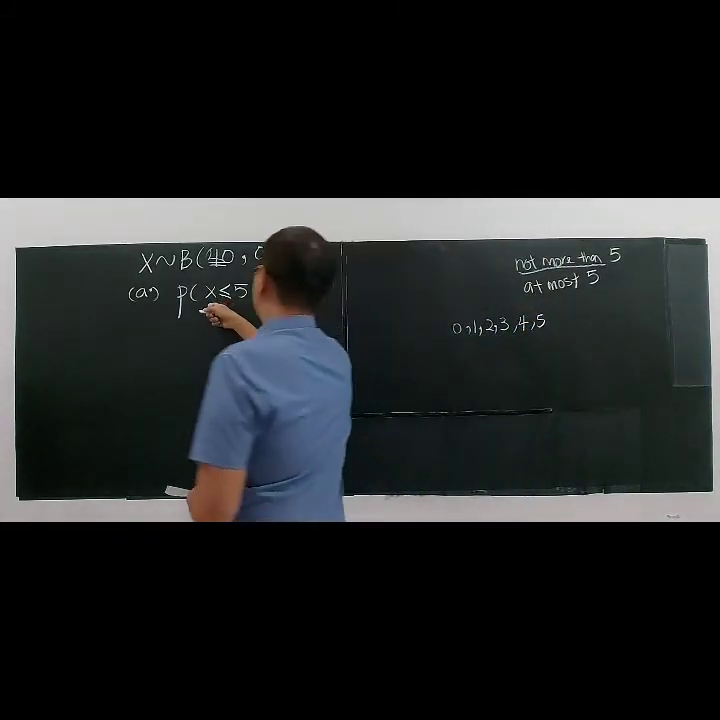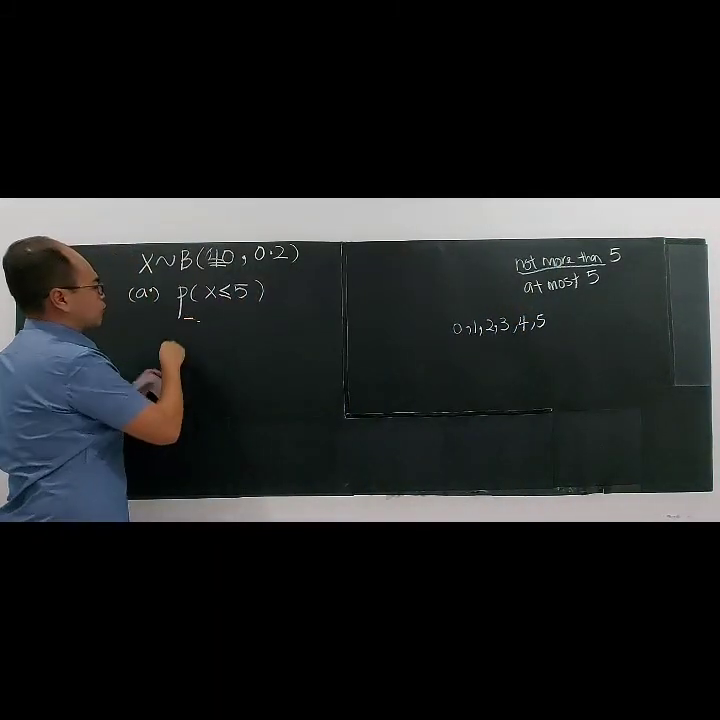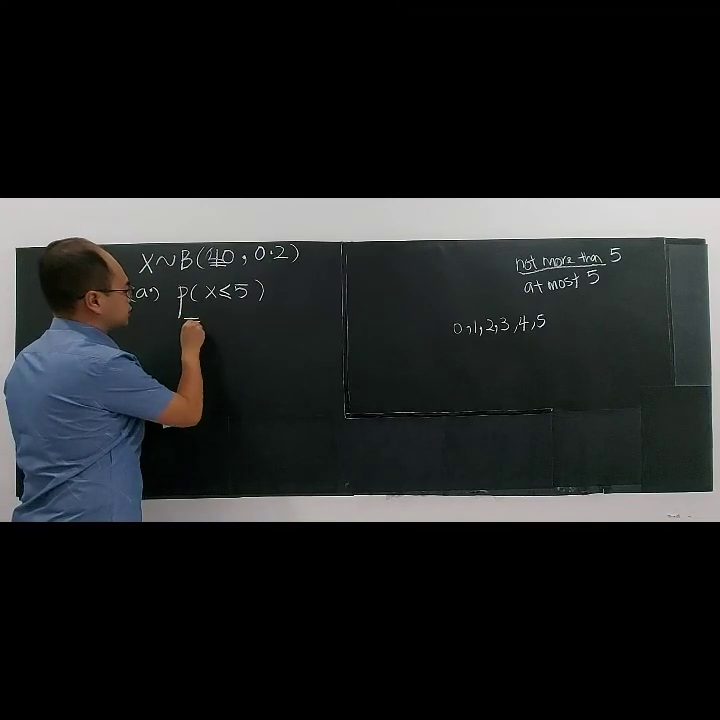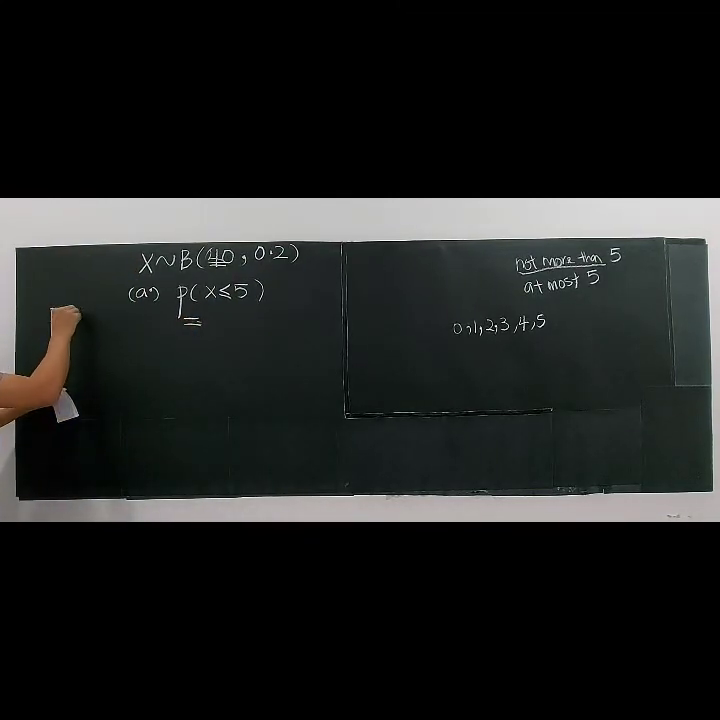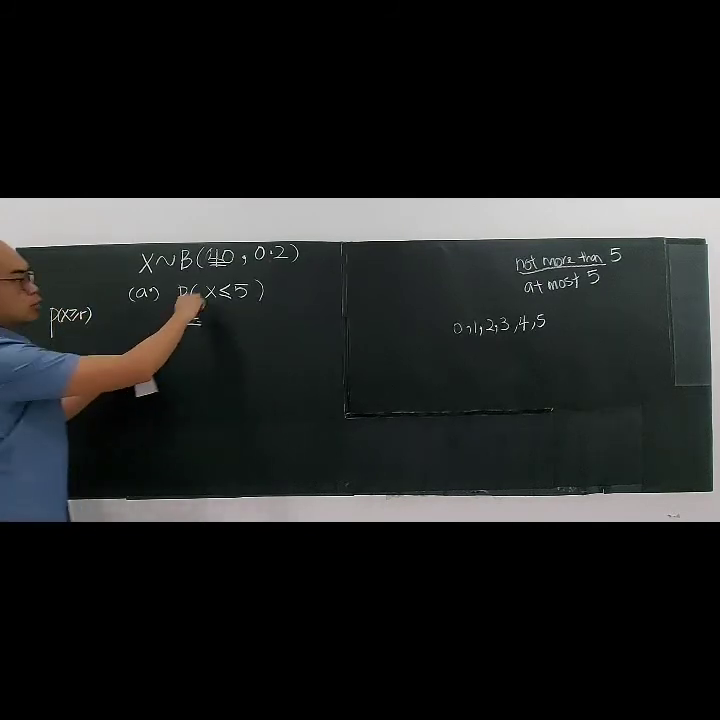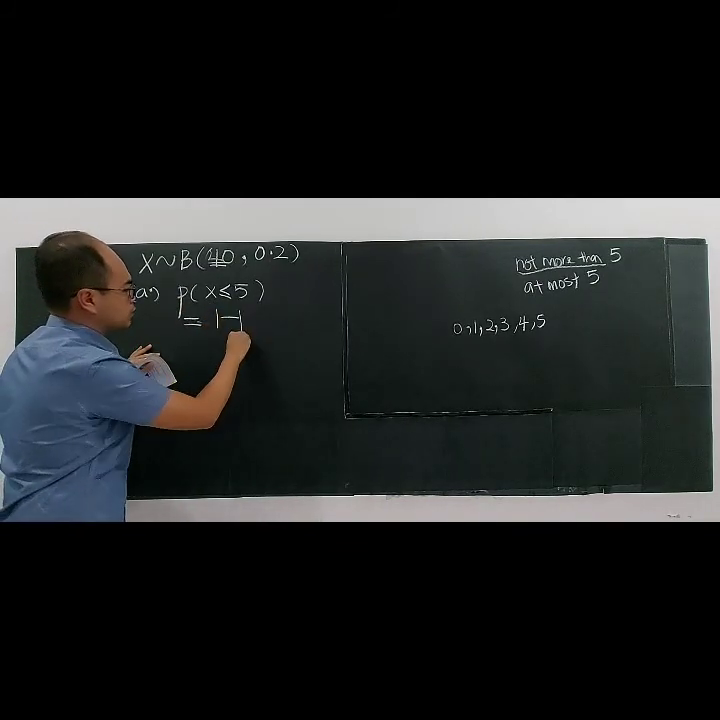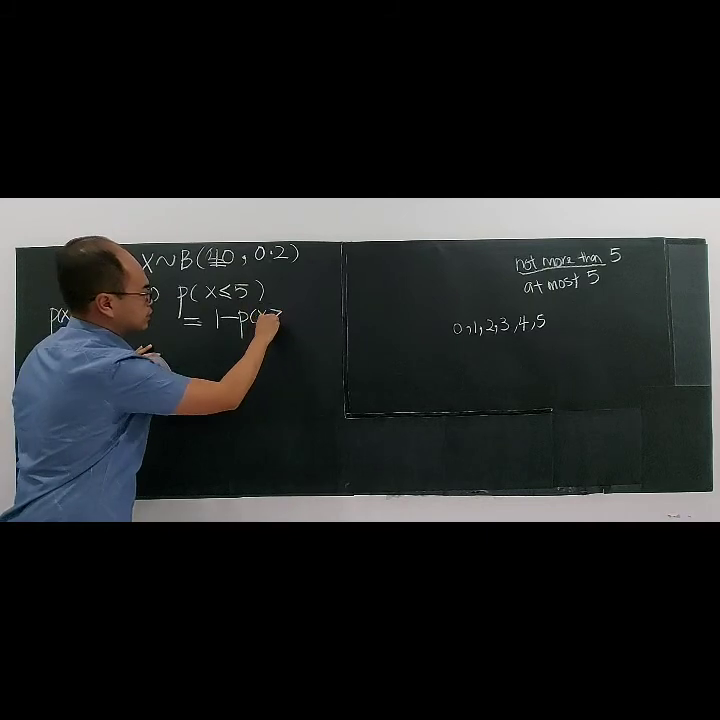So now, for this one, if I want to use the statistical table, I have to convert this to the form of x greater than or equal to r, right? So I go and do 1 minus P(X greater than 5).